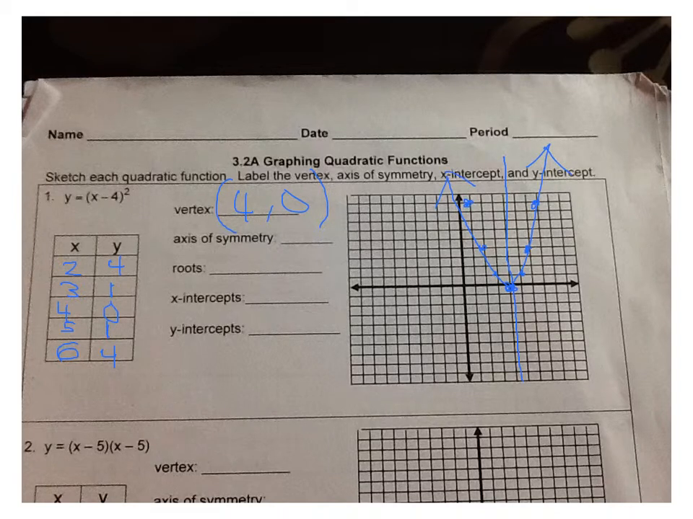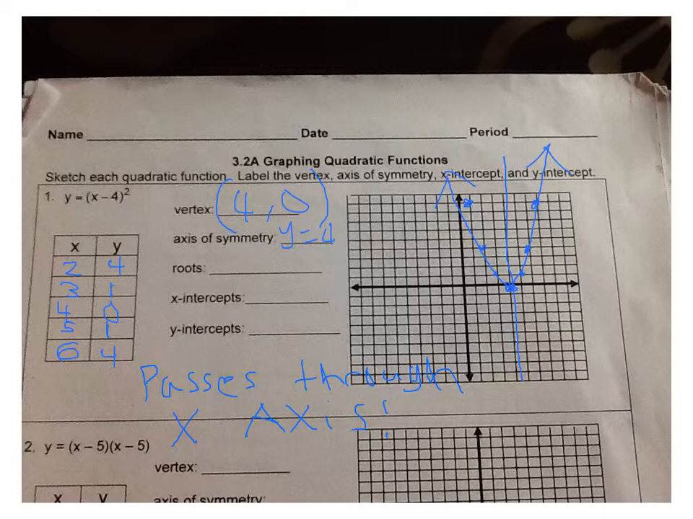Now we are going to start to understand what the roots, the x-intercept, and the y-intercept is. So we know that the axis of symmetry crosses at x equals 4, so put that there. And now I'll explain what the roots are. The root and the x-intercept is the exact same thing. It's where the graph passes through the x-axis.